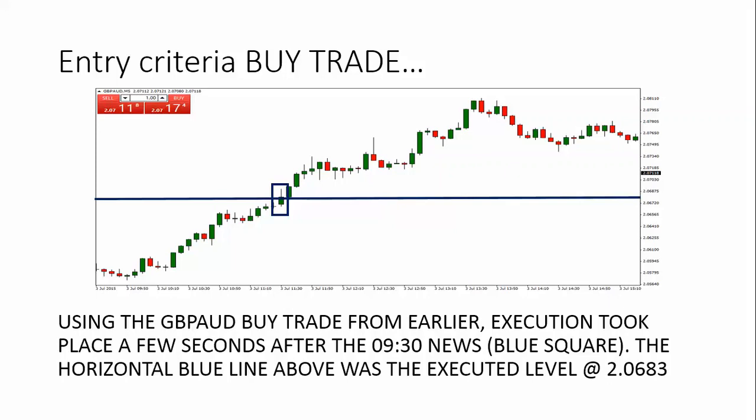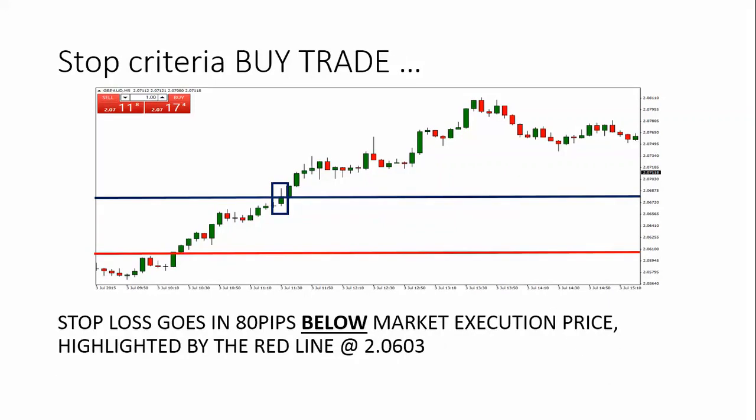Now, once I'm in a trade, I obviously want to be protecting the potential downside because no trade is guaranteed. So I always want to protect the potential downside. So what does that mean? It means I need to put my stop loss on. So where do I put that? I put my stop loss 80 pips below the market execution price. Remember, it's a buy trade, so we want the market to go up.